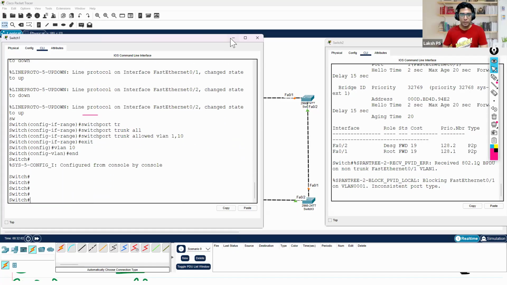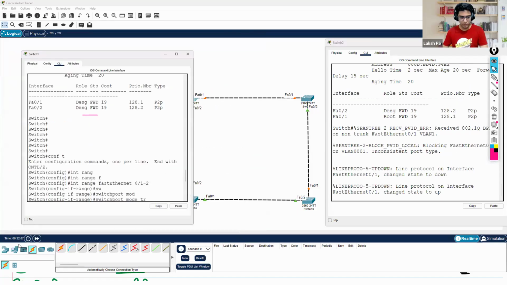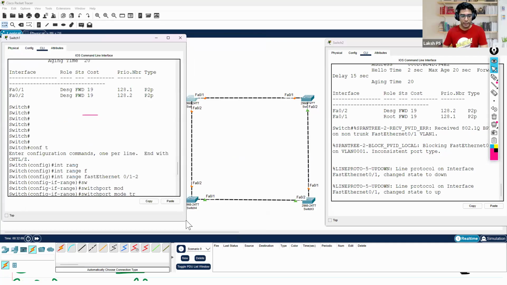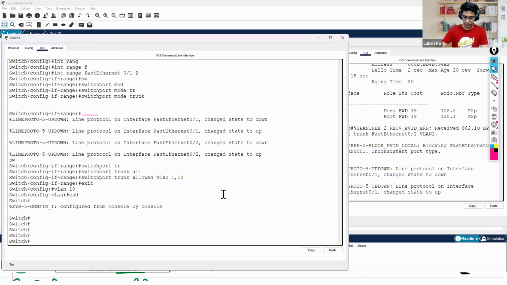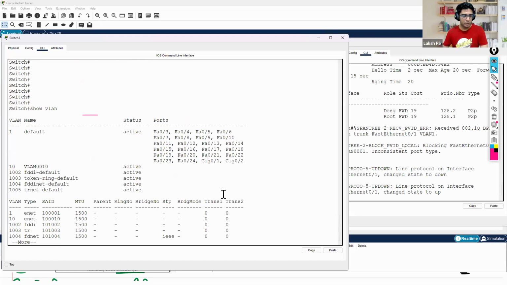I'll explain what I'm doing. But before that, let me also show you. The moment I did that, I introduced, or created, VLAN number 10 on switch number 1. On switch number 1, if I do a show VLAN, we will see VLAN number 10. That is also now created.